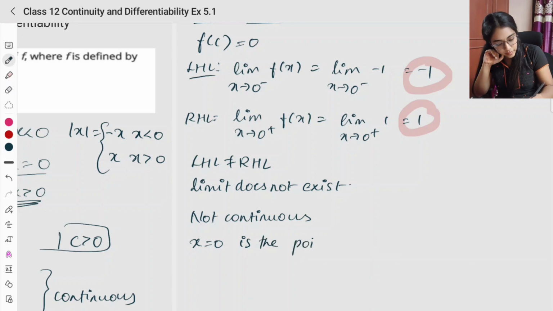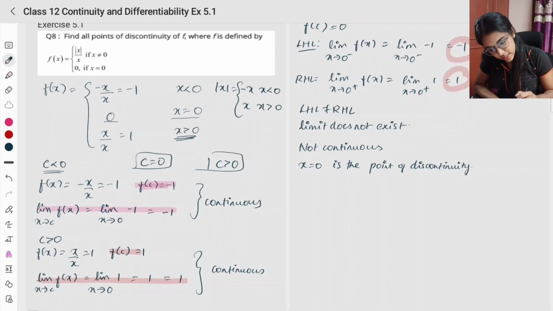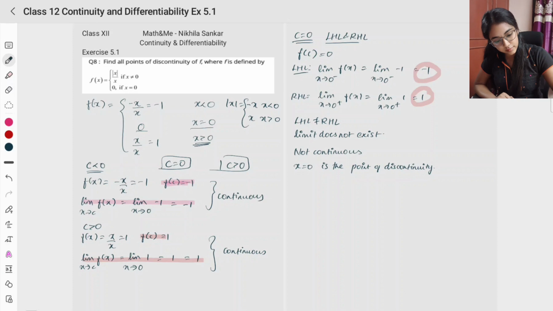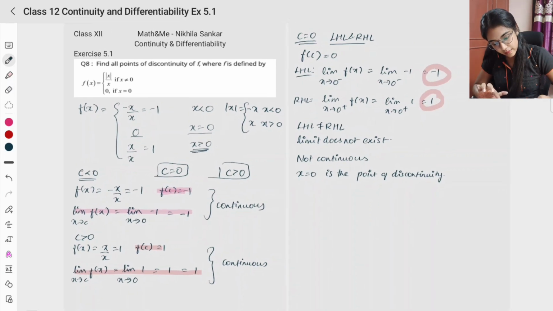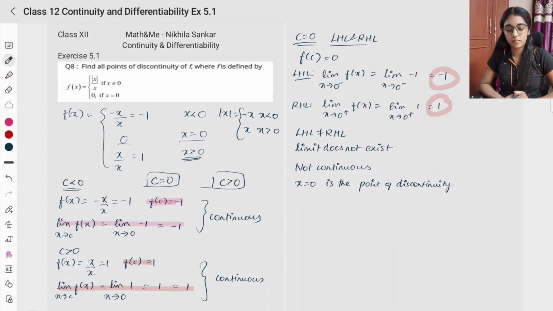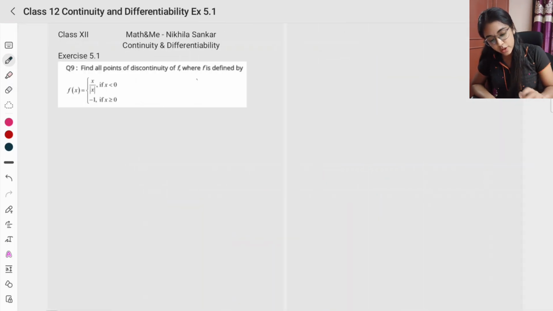Okay, so this is the answer. Please take a screenshot of this. Please take a screenshot. Okay, now moving on to 9th question.